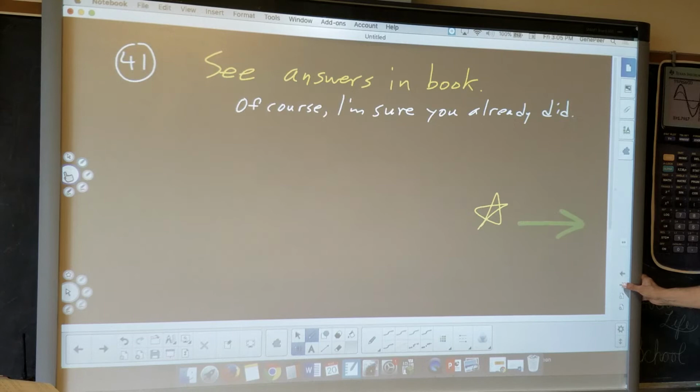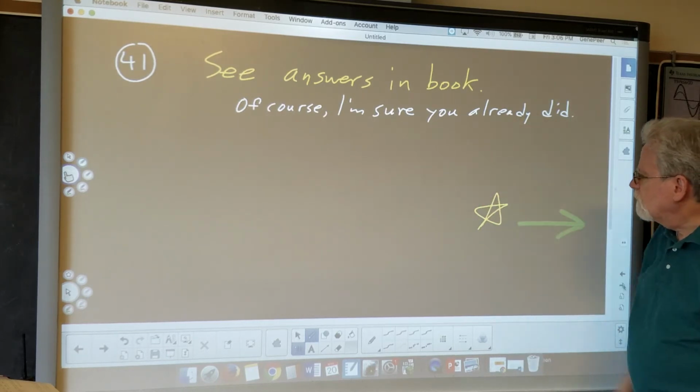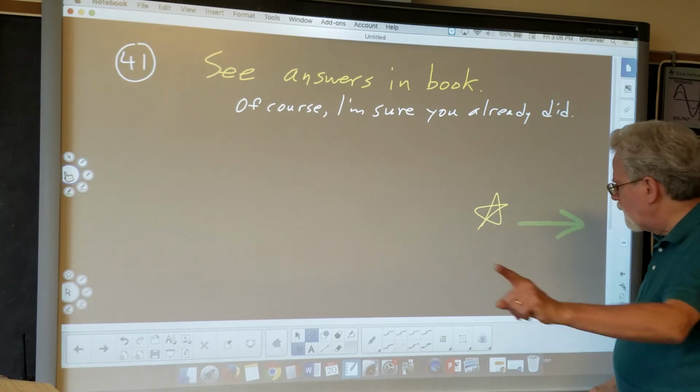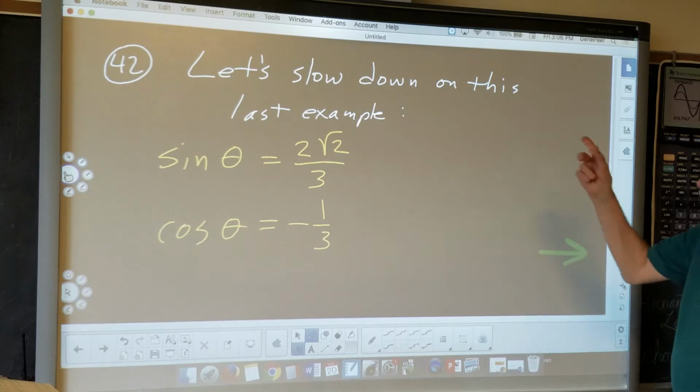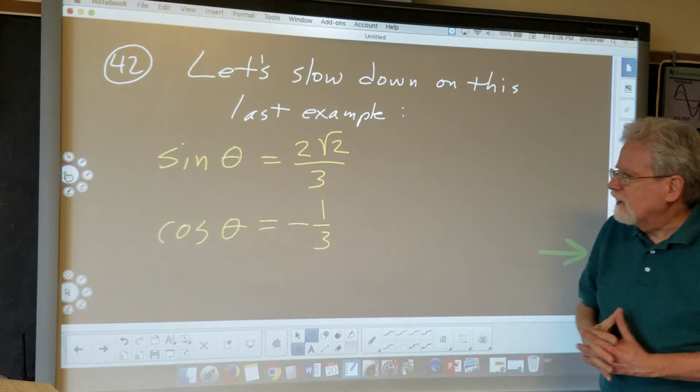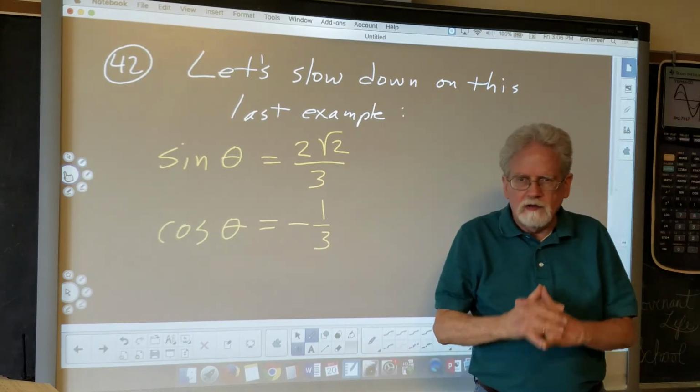Number 41. The answers are in the back of the book. Yeah, I'm sure you've already checked that. So once again, move on. Stick with me here. Because one more time, number 42, I want to slow down a bit and look at this in a little more detail just as one last example.